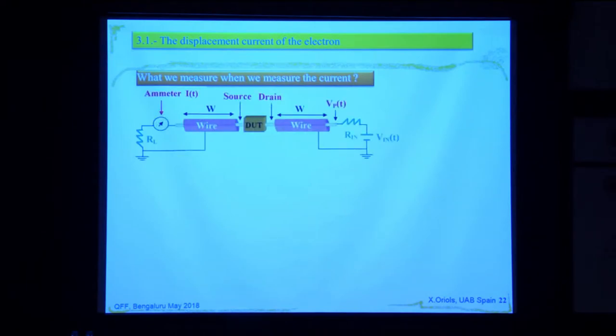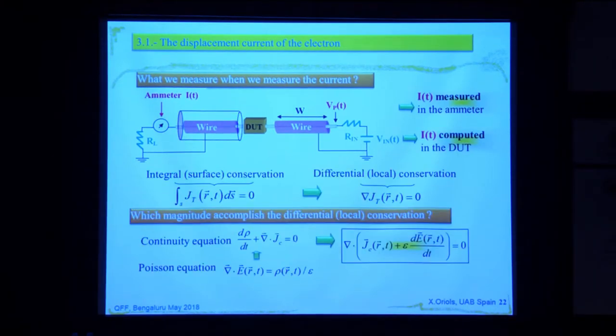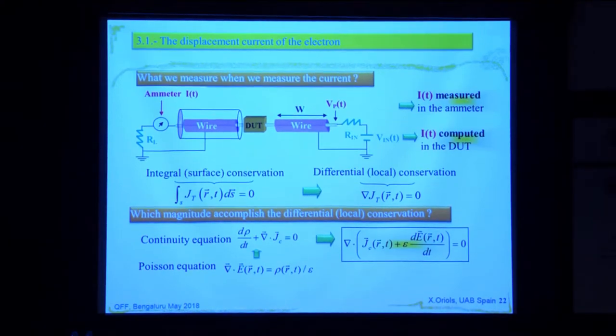The displacement current for electronics is basically, this is just a typical electronic setup. This is just the device. These are just some cables that connect with my emitter to measure the current. And in fact, this is the current that I measure, and this is the current that I compute. And the point is they are equal. They are equal because this computed current is not just the flux of electrons. It's not just the transit of electrons, but it's the total current.